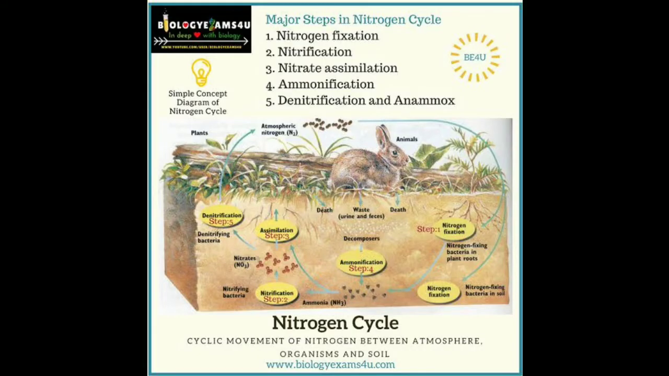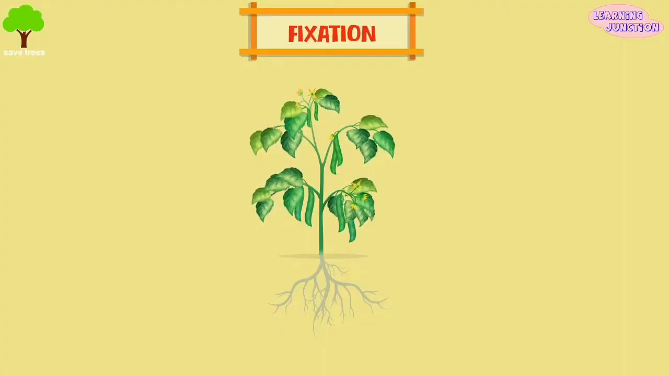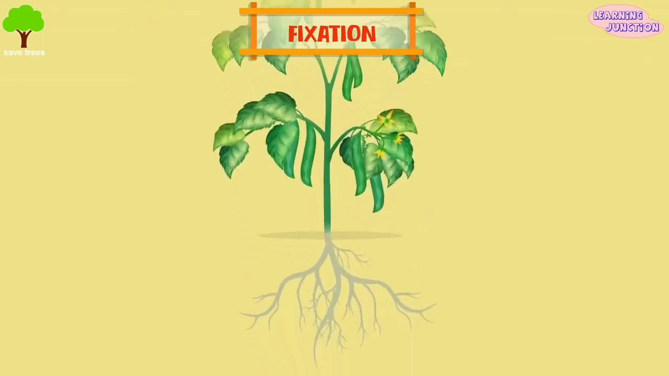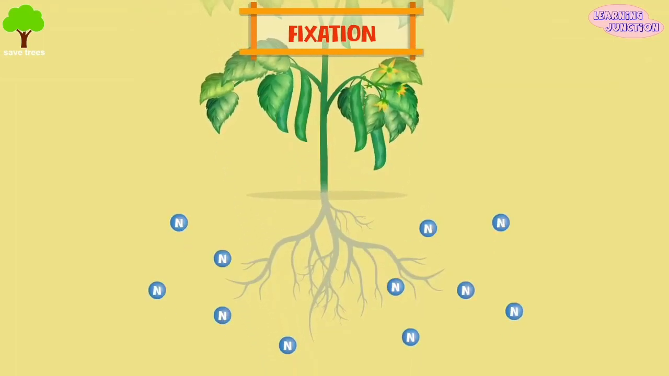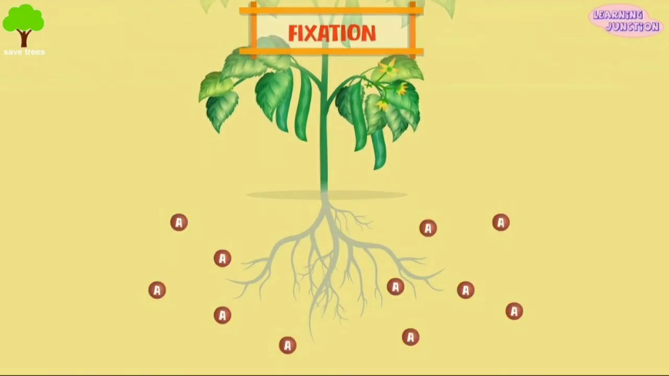There are 5 stages in the nitrogen cycle, and we will now discuss each of them in turn: fixation, assimilation, ammonification, nitrification, and denitrification. Nitrogen fixation. It is the first stage in the process of making nitrogen usable by plants. Here, the bacteria change nitrogen into the form of ammonium.